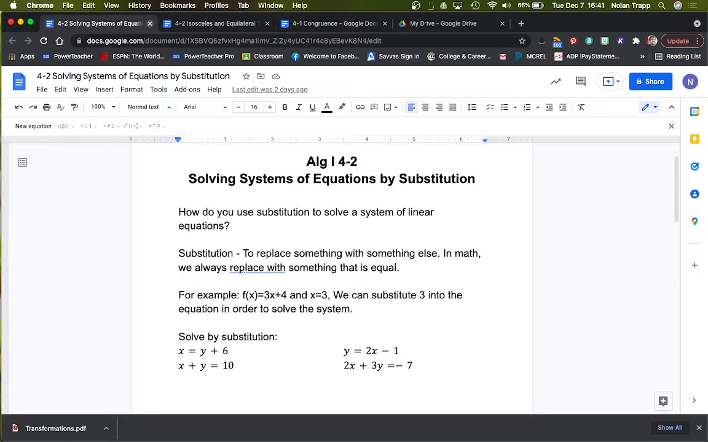Okay, 4.2, we're going to talk about solving systems of equations through substitution. So, how do you use substitution to solve a system of linear equations? Once again, we talked about a system of equations in the last section. But just so we're all on the same page, when they say substitute, they're talking about replacing something with something else. And in math, they specifically mean something else that it's equal to.